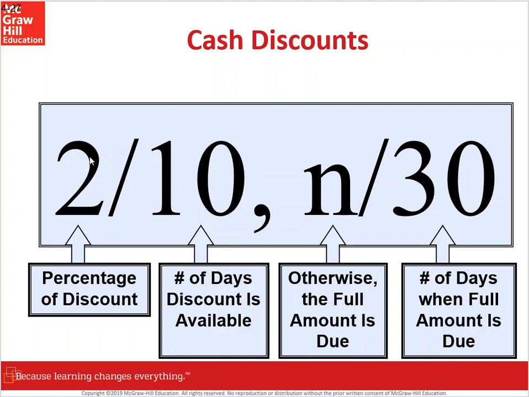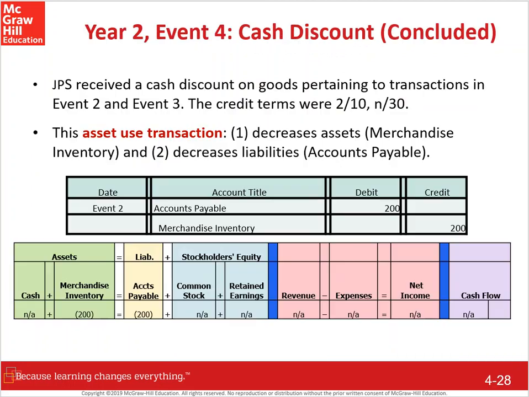So the vendor can set their terms however they see fit. We need to make sure that we can read them so that we can take advantage of any discounts if we want to. So going back to this transaction, JPS received a cash discount on goods pertaining to transactions from event two and three, terms 2/10 net 30. So first we need to record the discount and then we'll deal with paying the vendor.